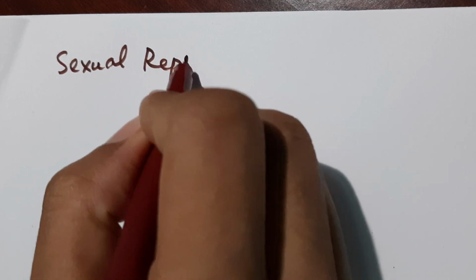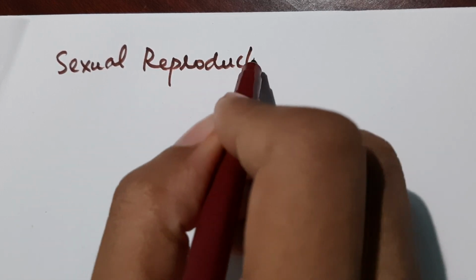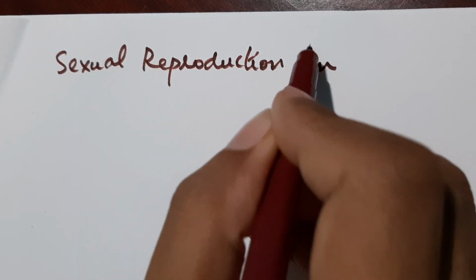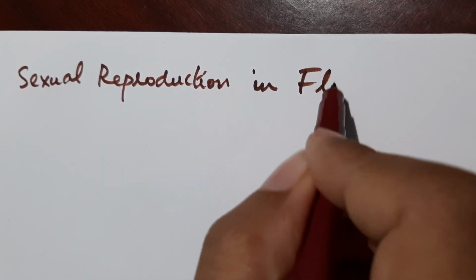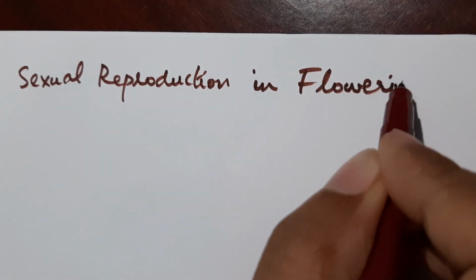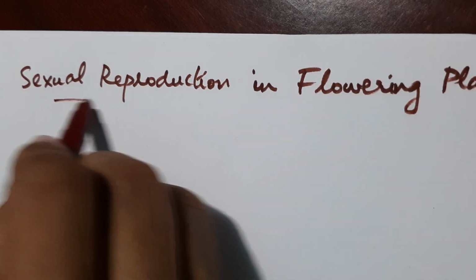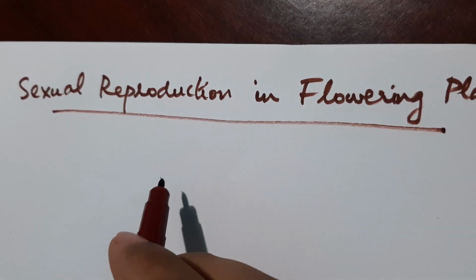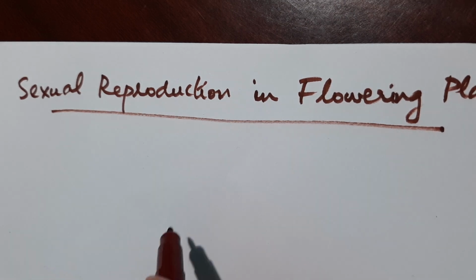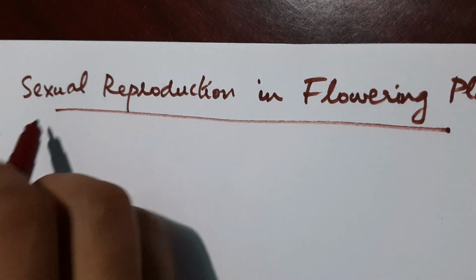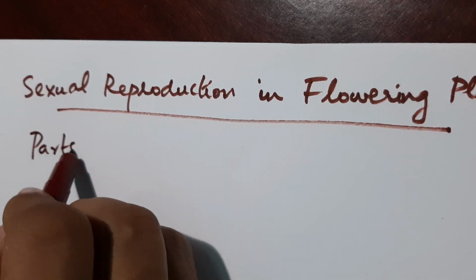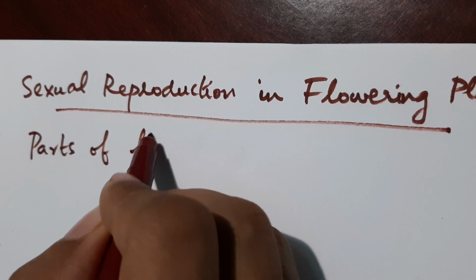Sexual reproduction in flowering plants. So, to know more about the chapter, we should know the parts of the flower. So, the first topic is parts of flower.